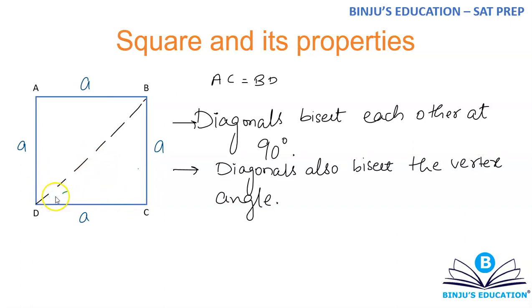If you want to calculate the length of the diagonal, then you can simply use the Pythagoras theorem. So let's say this, I know that angle C is 90, and this is equal to D, so I can say that D square is equal to A square plus A square, and D is equal to root 2 A.